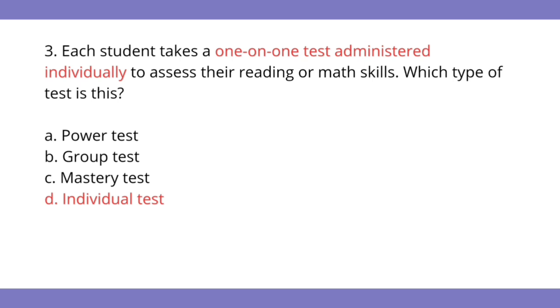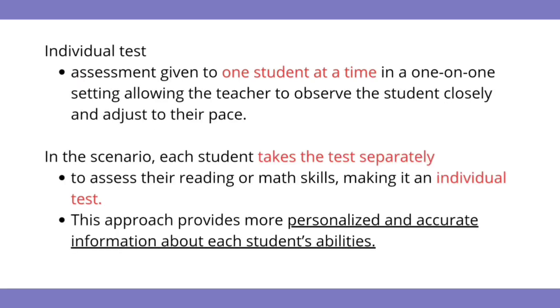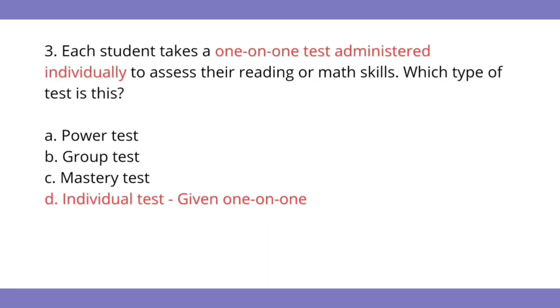An individual test is an assessment given to one student at a time in a one-on-one setting, allowing the teacher to observe the student closely and adjust to their pace. In the scenario, each student takes the test separately to assess their reading or math skills, making it an individual test. This approach provides more personalized and accurate information about each student's abilities, therefore the correct answer is letter D. Individual test.